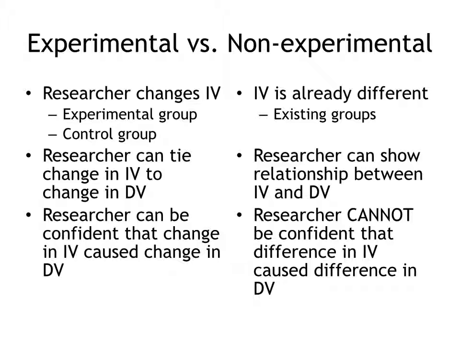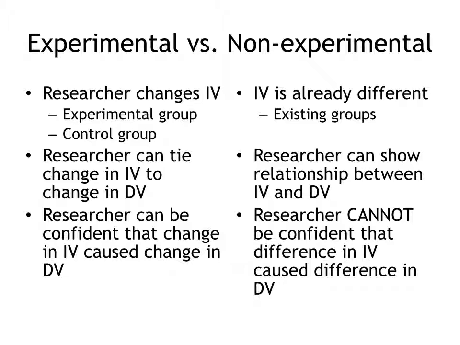And you don't take those groups existing. If it's going to truly be experimental research, you randomly select from your sample and then you randomly assign the students or the subjects to each of these groups. When you do that, you can confidently tie that change in the independent variable to your outcome or to your change in the dependent variable. And you can be really confident that the change in the independent variable caused the change in the dependent variable.